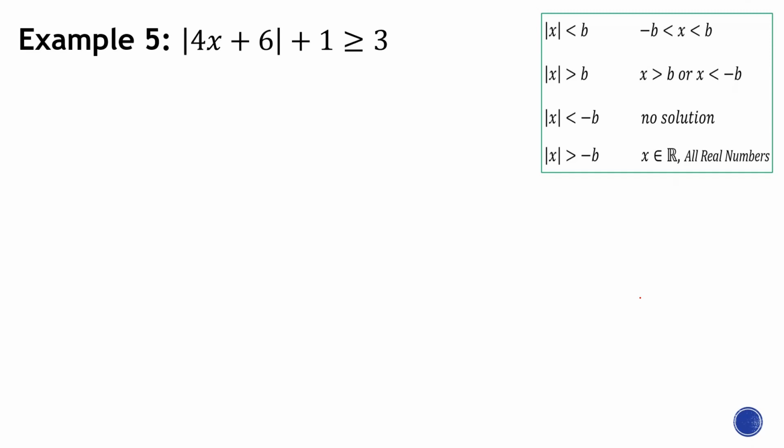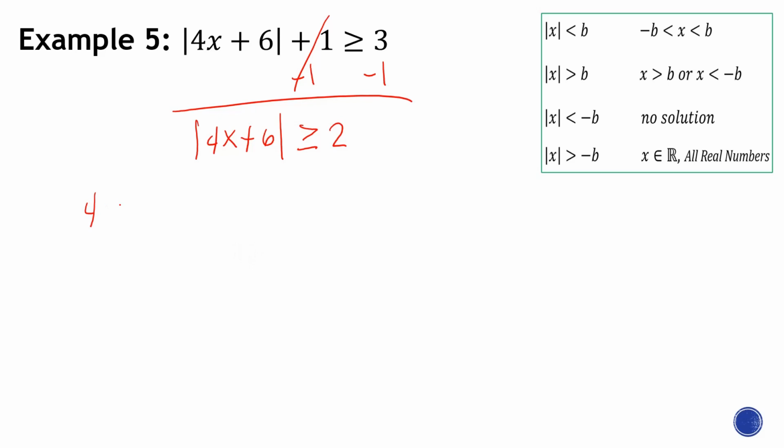Let's answer. That's greater than, so I will subtract first 1 on both sides because we want the 4x plus 6 to be isolated there on the left side. So this is 4x plus 6. Cross that out. Positive 2, right? Now we just need to drop the absolute value bars and separate this into two possible answers. This is the first one. And the next is 4x plus 6 is less than or equal to negative 2. And then we will solve them separately.